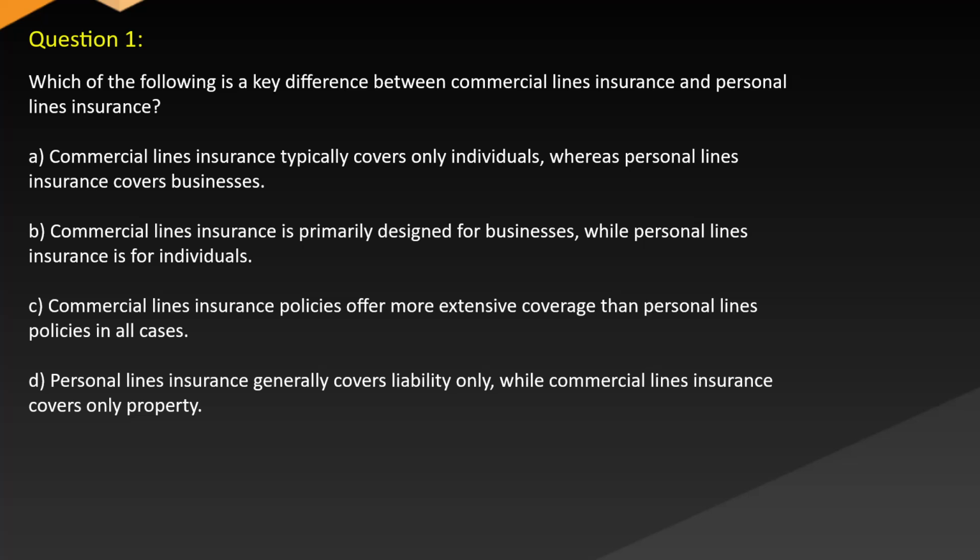Question 1. Which of the following is a key difference between commercial lines insurance and personal lines insurance? A. Commercial lines insurance typically covers only individuals, whereas personal lines insurance covers businesses. B. Commercial lines insurance is primarily designed for businesses, while personal lines insurance is for individuals.